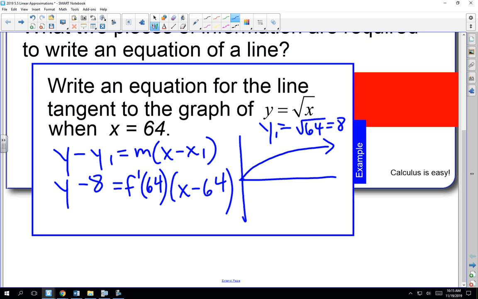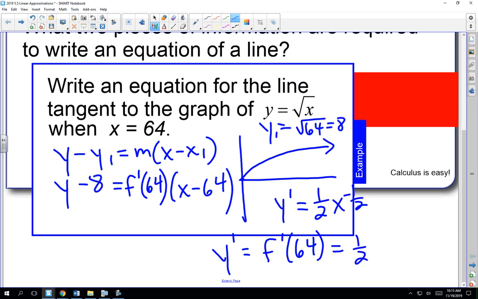Well, so we got to do a little bit of calculus. Yeah, we got to find the slope at 64. But this is the linearization. So what is, first of all, y prime equal to? One half x to the negative one half. Good. So that means y prime is equal to f prime of 64 is one half 64 to the negative one half power.